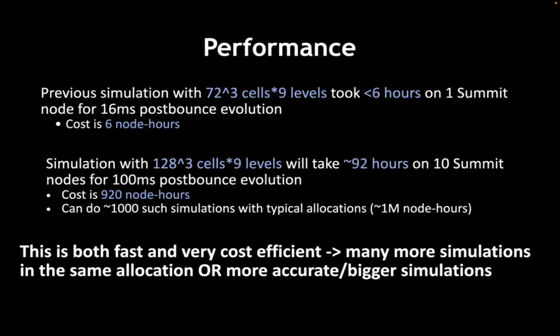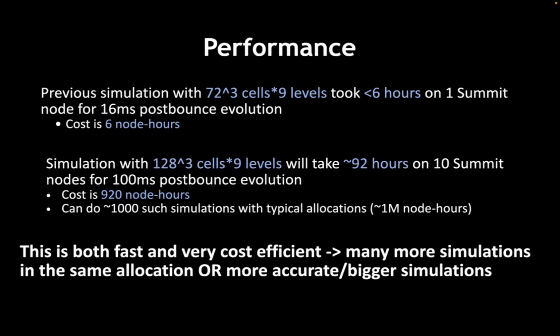In terms of performance, to give you an idea for this supernova simulation, which is really a production level setup, again, 9 levels, 72 cubed cells, this takes about 6 node hours to do a few milliseconds of post-bounce evolution. But if we think about a larger setup that will allow us to go to longer timescales, also meaning larger domain extent, we estimate that we need about 1,000 node hours for 100 milliseconds post-bounce evolution. So that would really mean that with a typical allocation of 1 million node hours, we could do 1,000 of such simulations, which is just a massive change in order of scale of what we can access.